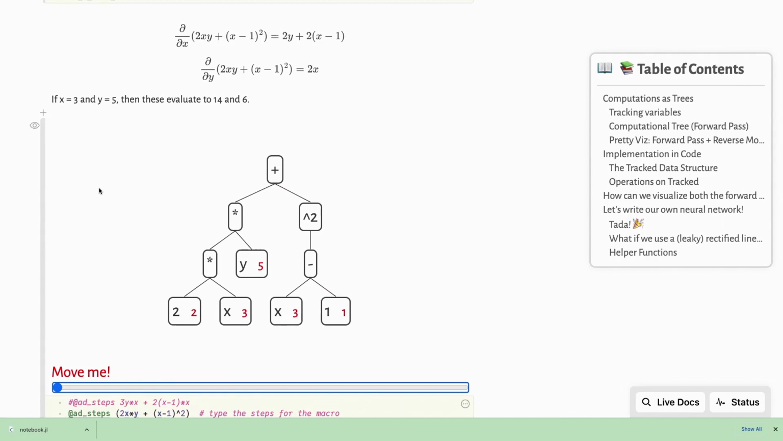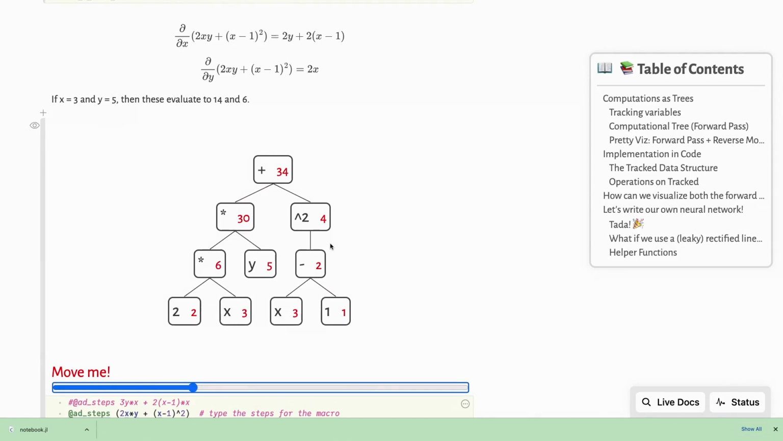All right, so let's take the forward pass. 2 times 3 is 6. 6 times 5 is 30. I think we're going to do this minus next, so 3 minus 1 is 2. There it is. 2 squared is 4. And let's add: 30 plus 4 is 34.